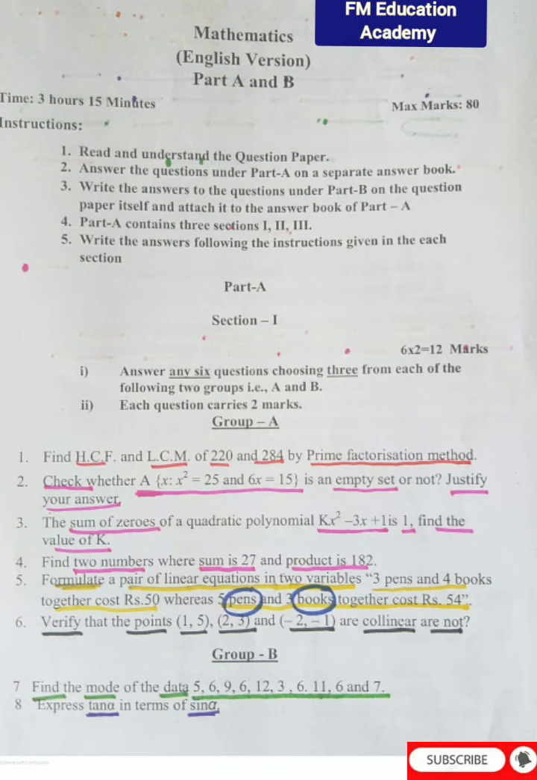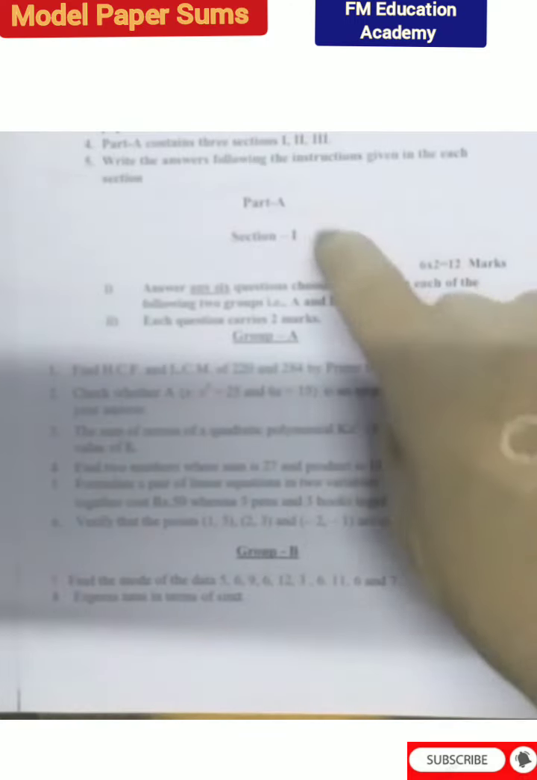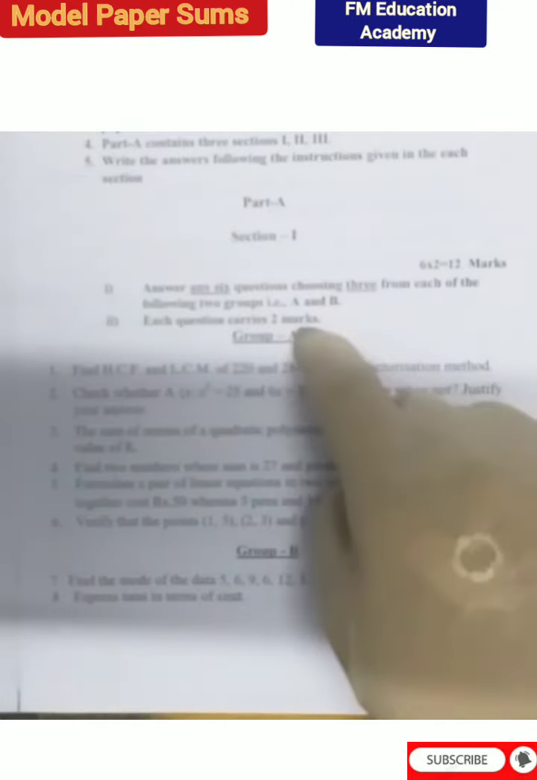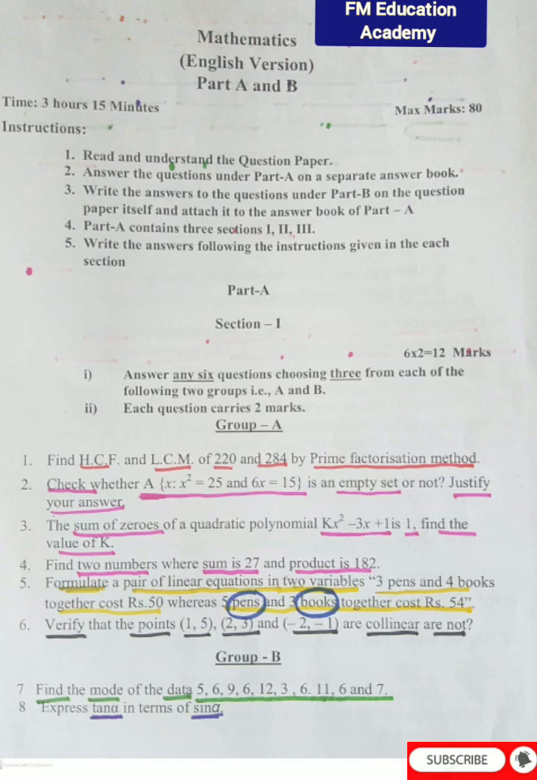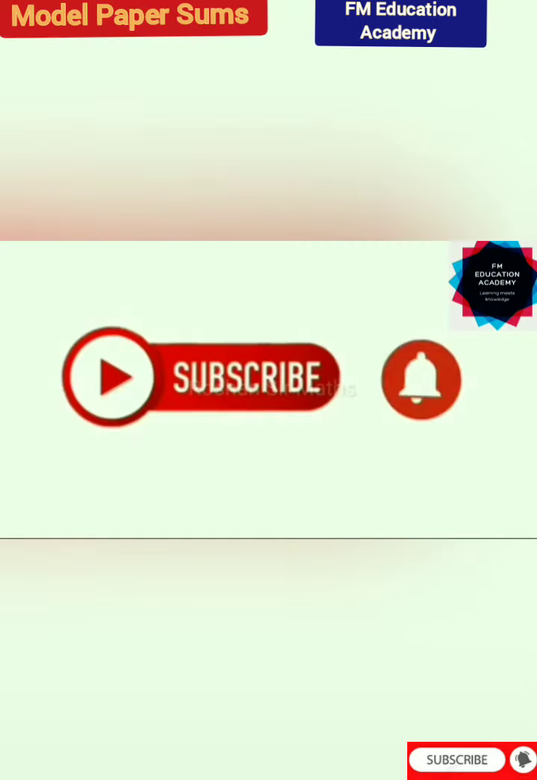So in this question paper, we have section 1, Group A and Group B. In Group A, we have to solve 3 questions and again in Group B, we have to solve 3 questions. But in this particular question paper, we will solve all the questions without choice because I want you all to practice all the questions of all the types for your benefit.